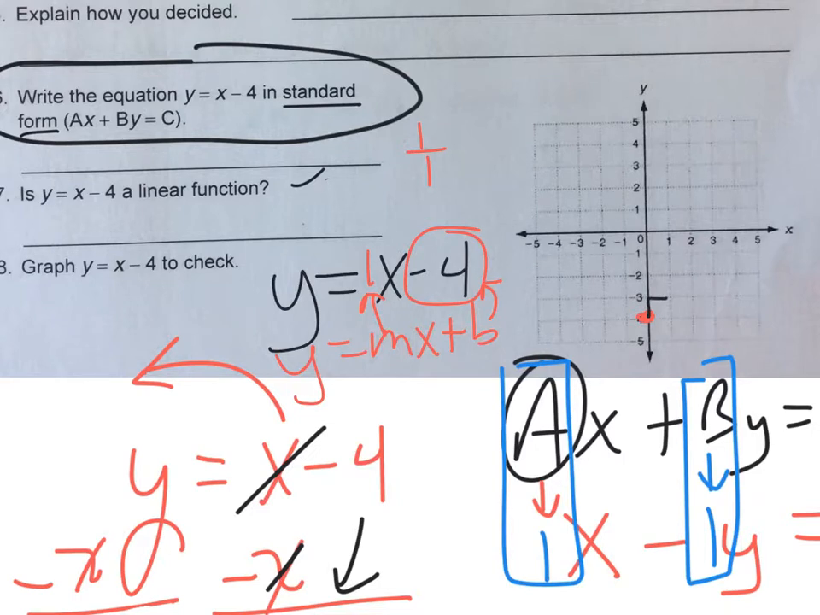So I'm going to go to the next point: up 1, right 1. And then I'm going to go up 1, right 1 again. So I'm following my slope to get the next point. Up 1, right 1, and I keep making these connections, and now I can just connect the dots. And there's your equation, graphed for you.